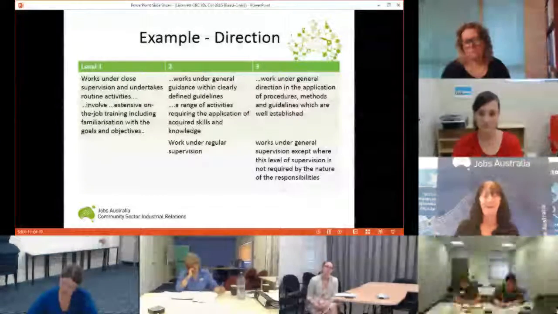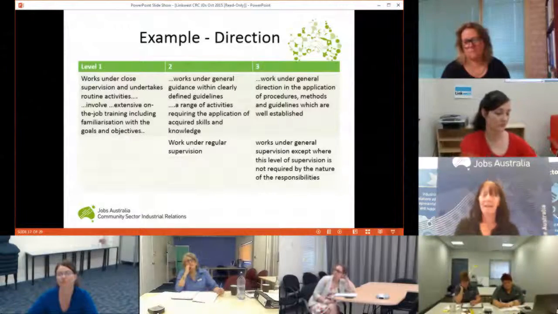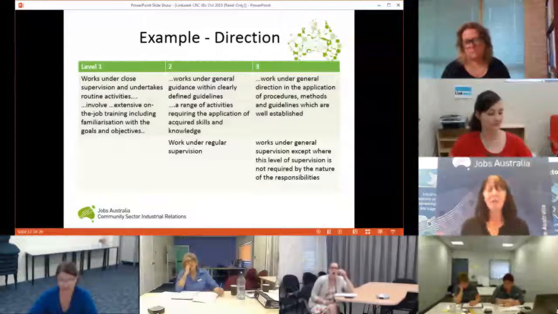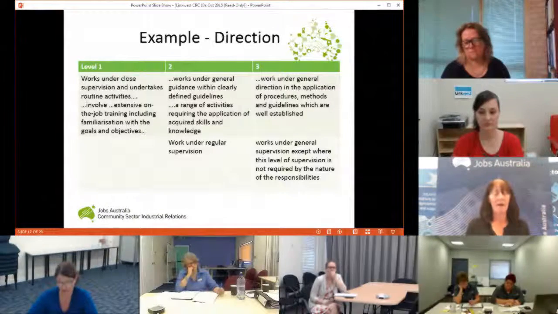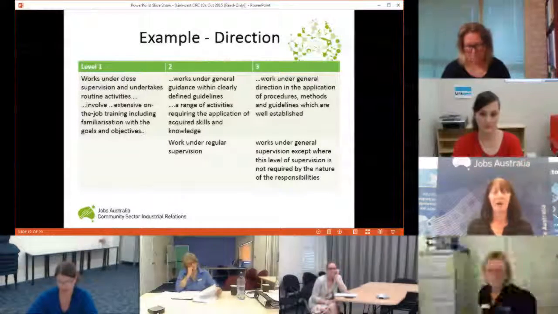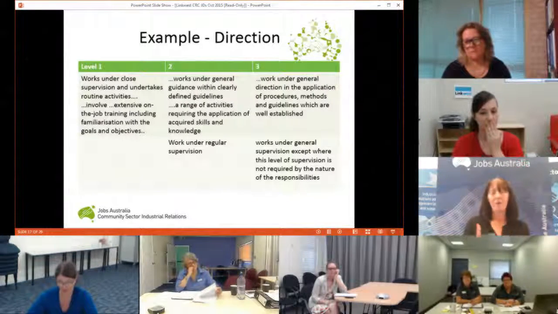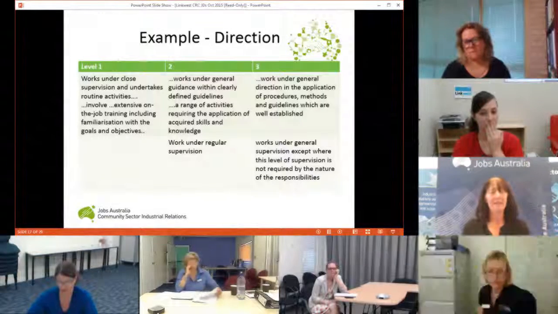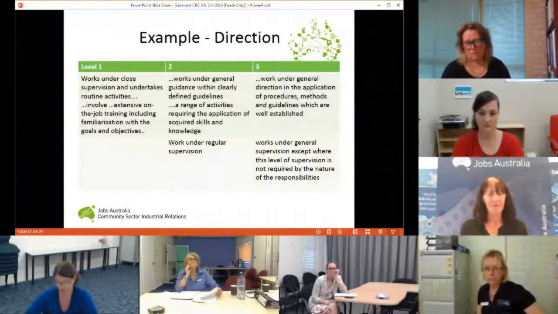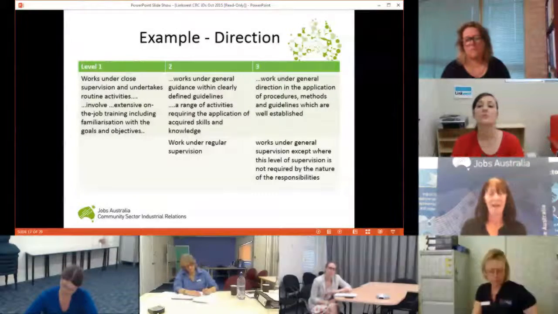So it might be that you set them that task as part of their morning. Okay, I want you to go and do data entry for this. There might be a book that tells them how to log onto the computer and how to enter that stuff. By the time we get to a level 3, it's worked under general direction within the application of standard procedures and guidelines. So they have a bit more of an understanding, and you can see as we go up in each level, the level of direction that I have to give someone decreases. And obviously by the time we get up to a level 8, that's usually about your CEO level. So there's very little direction, or it might be guidance from the board is the kind of thing that you see at a level 8.